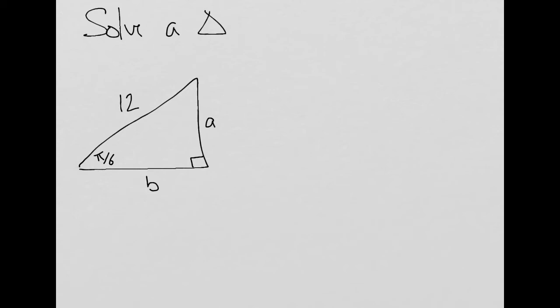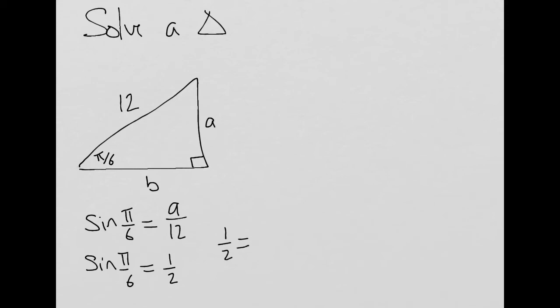So let's figure out the sides. I know that sine of pi over 6, based on what we said before, is going to be the opposite over the hypotenuse. It's a over 12. But we also know from what we did in chapter 5 that sine of pi over 6 is equal to a half. We sorted that out from the chart we made back in chapter 5. So 1/2 is a over 12. So a is equal to 6.